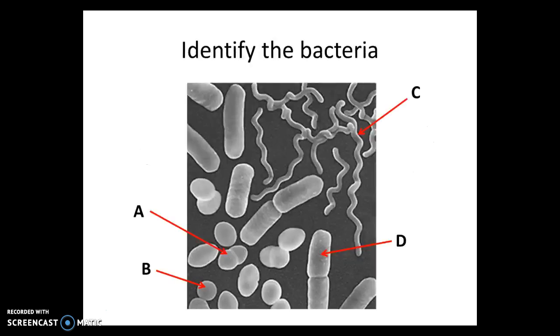Now looking at the diagram here, can you identify the specific bacteria? So A would be diplococci, and that's because they're formed in a pair. B would be cocci, they're single on their own. C are spirals, so they would be referred to as spirillum, and D would be bacillus.